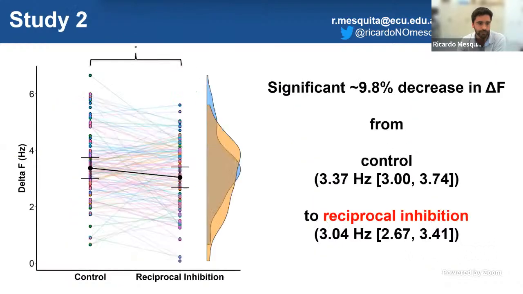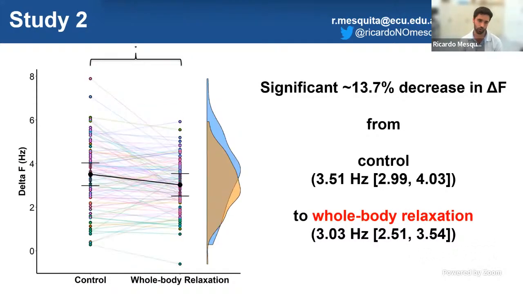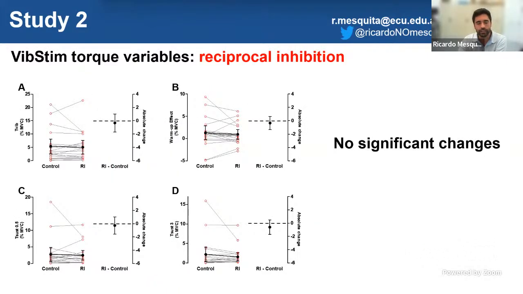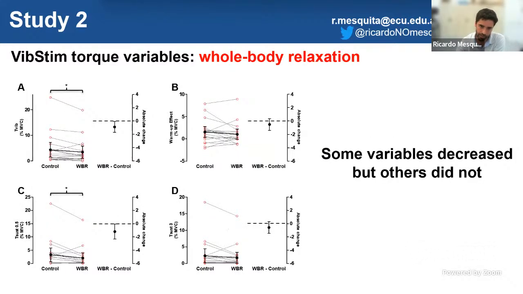And what did we find? So we found that during voluntary ramp contractions, our estimates of PICs decreased during reciprocal inhibition and whole body relaxation, as expected, during the voluntary technique. And then during the non-voluntary technique, the VibStim, we didn't see significant changes in all variables in reciprocal inhibition, and some variables, but not others, did decrease in whole body relaxation. So we have a lack of consistency between these 2 techniques in this study.